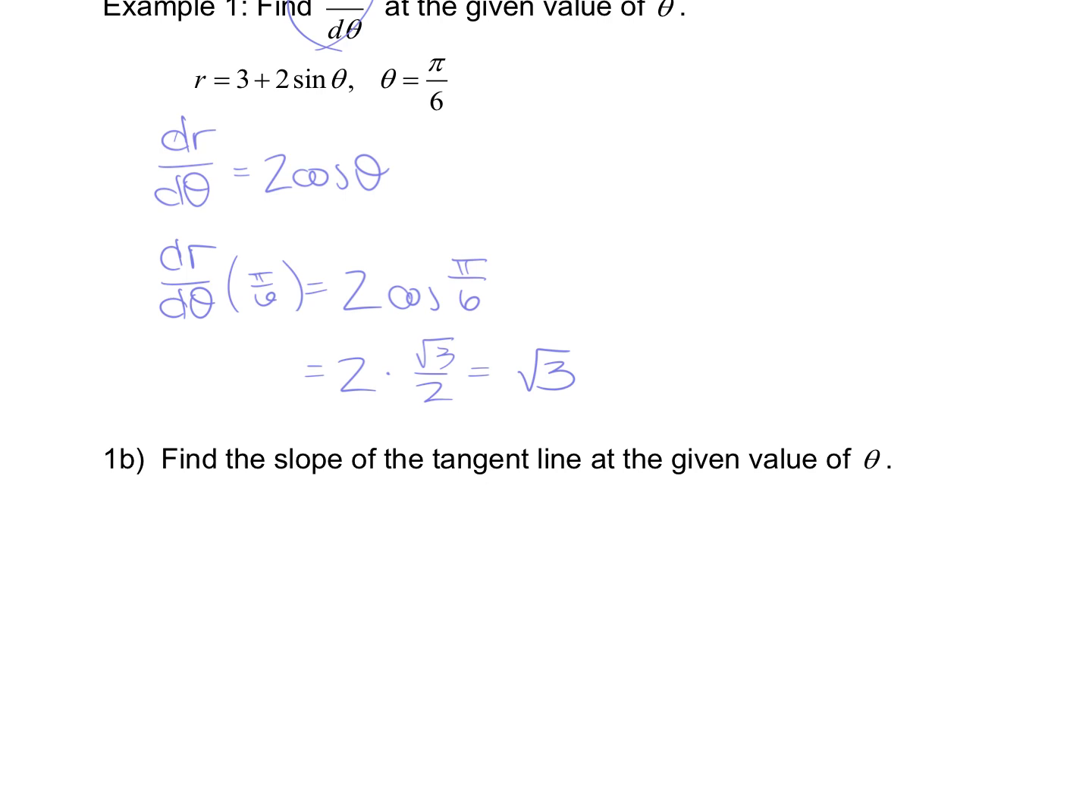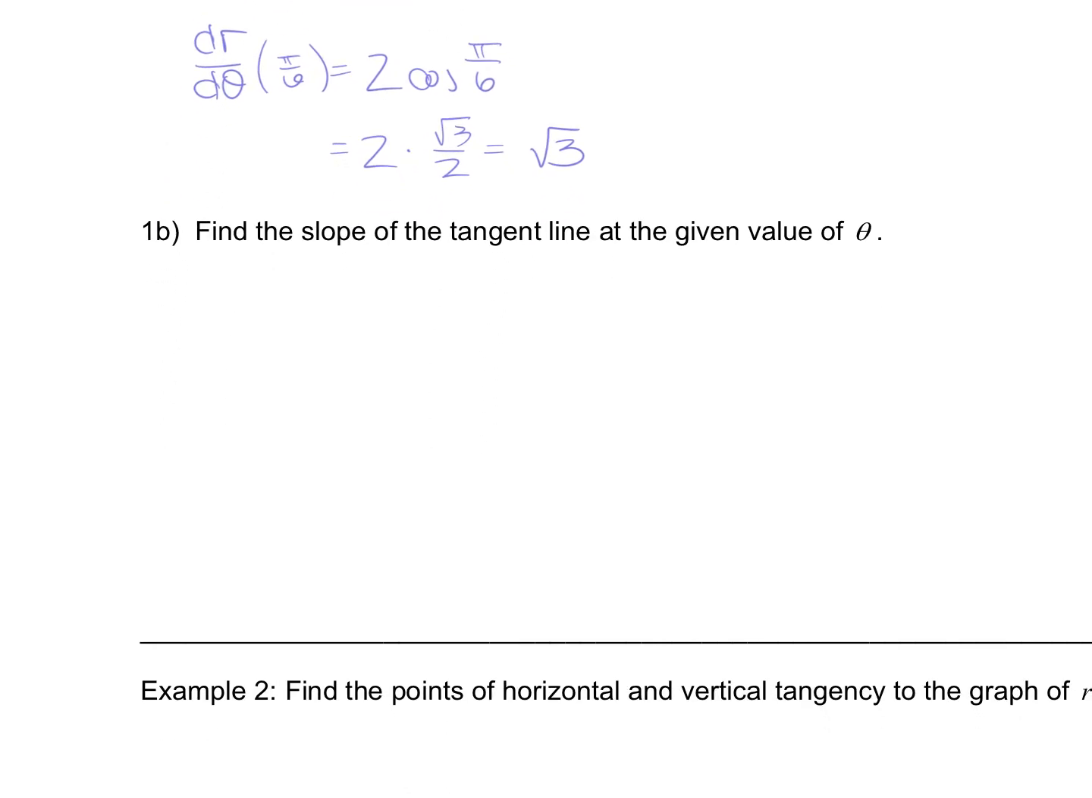Now, slope of the tangent line. This is different than dr d theta. This is asking me to find what? dy dx. Okay. How am I going to find dy dx? Okay, so what's my formula for dy dx? It's dy over d theta over dx over d theta. So what does that mean I need to find before I can even do this? I need to find equations for x and y.